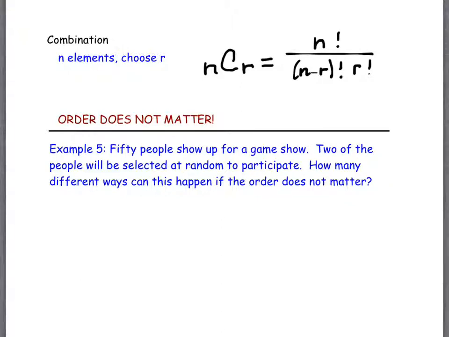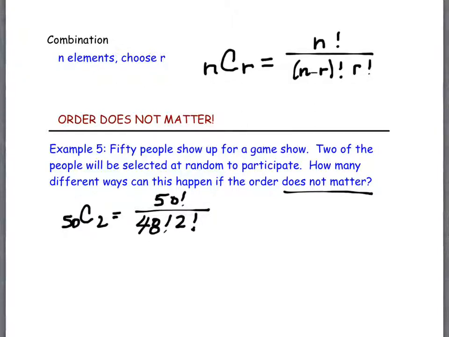50 people show up for a game show. 2 of the people are selected at random. How many different ways can this happen if the order does not matter? Okay? And plenty of places where you would play a game that order wouldn't matter whether you were selected first or not. So this would be the 50C2. It would still be 50 factorial over 50 minus 2, which would be 48 factorial. But we have an additional piece in the denominator that's the 2 factorial.